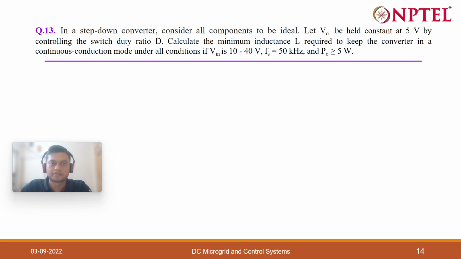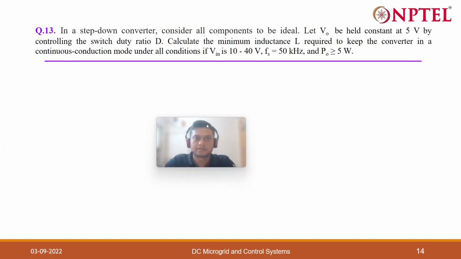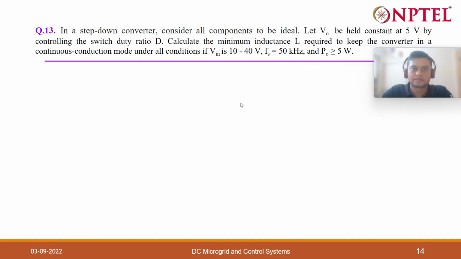Calculate the minimum inductance L required to keep the converter in continuous conduction mode under all conditions if V in is 10 to 40 volt, switching frequency is 50 kHz, and P naught is 5 watt. P naught should be greater than or equal to 5 watt. So if we see the buck converter, that is the step down converter, here it is asking about the critical inductance value for the varying input voltage, and it operates in continuous conduction mode.